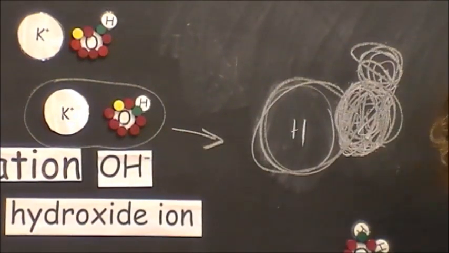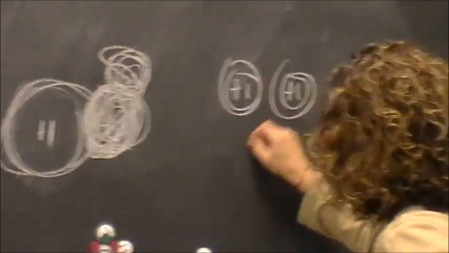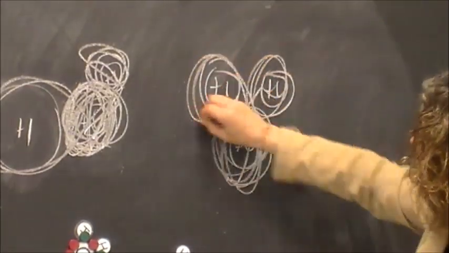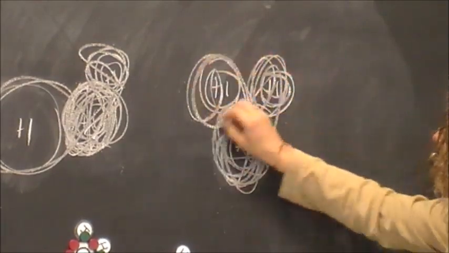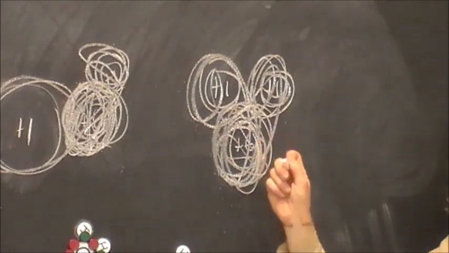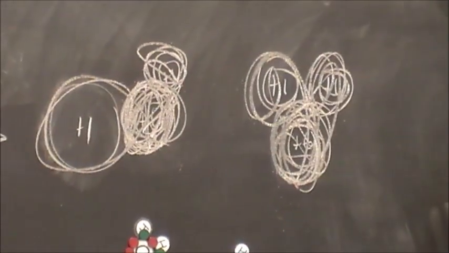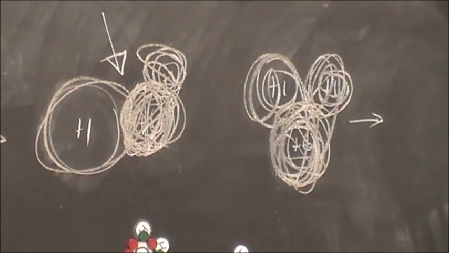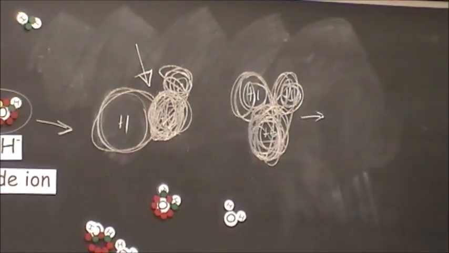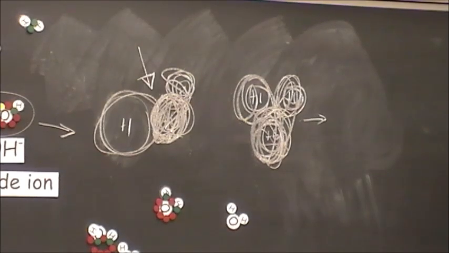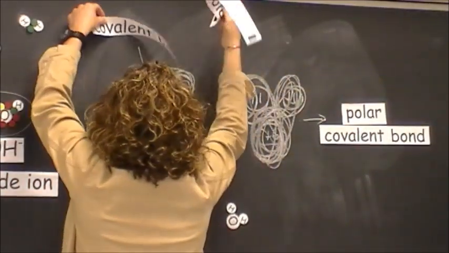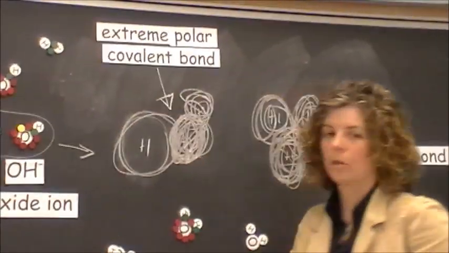In the polar covalent bond one, these are hydrogen's electrons the majority of the time, but oxygen has a higher electronegativity, so it still is able to grab a hold of that electron. Can you see the difference between these two? Yes. So this is called a polar covalent bond. This bond is called an extreme polar covalent bond. So in water, a polar covalent bond; this bond is an extreme polar covalent bond.